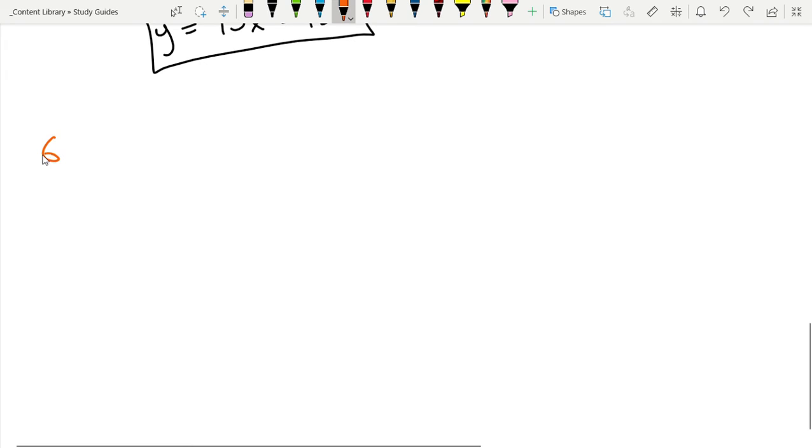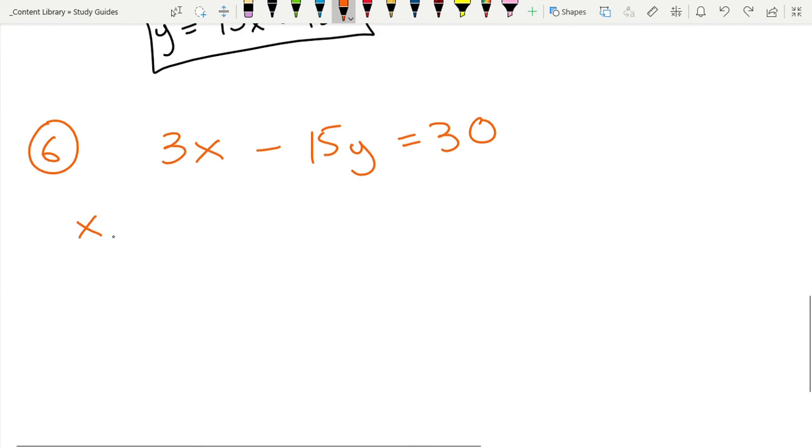On to number 6, they want us to find the x-intercept and the y-intercept. So 3x minus 15y is equal to 30. So again, we have said that for intercepts, one of them has to be 0. Well, if you're looking for x, you have no idea what x is. So the 0 cannot be the x. The 0 has to be your y. So we're going to take this 0 and we're going to plug it into our equation where there's our y.